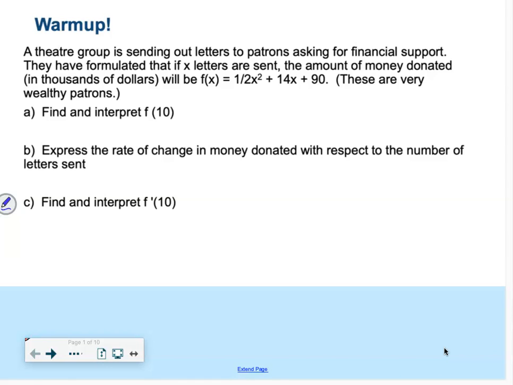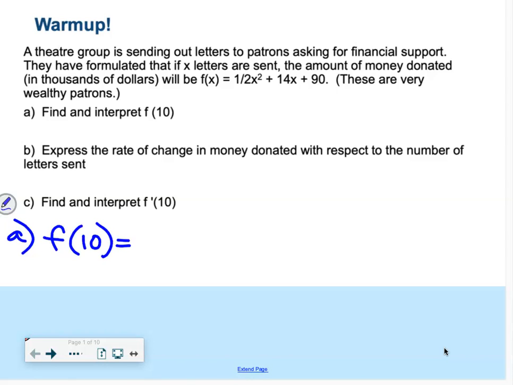A theater group is sending out letters to patrons asking for financial support. They have formulated that if x letters are sent, the amount of money donated in thousands of dollars will be f of x equals 1/2 x squared plus 14x plus 90. Note, these are very wealthy patrons. It's going to be a lot of money. So for part A, let's find f of 10.